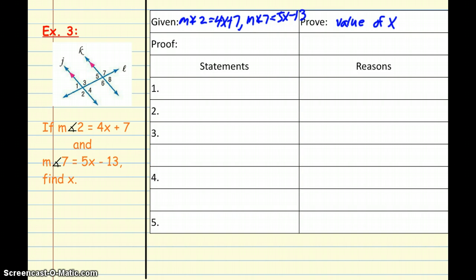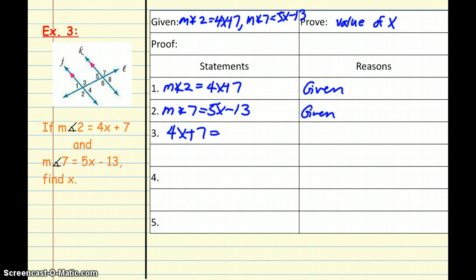All right, so again down here for our statements, we have the measure of angle 2 is 4x plus 7. That's given. And the measure of angle 7 is 5x minus 13. That is also given. So from here, I know that I can put 4x plus 7 is equivalent to 5x minus 13. And that's alternate exterior angles.